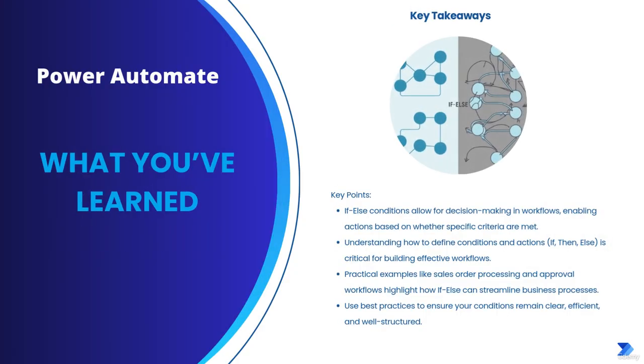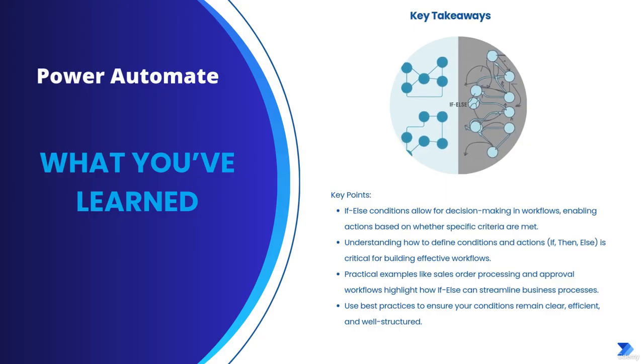Summary and key takeaways. In this chapter, we have examined the if-else condition action, emphasizing its critical role in decision-making within workflows. You have learned how to structure if-else conditions effectively and implement them in practical scenarios, enhancing the responsiveness of your automations. By applying the principles and examples covered, you will be better prepared to create dynamic workflows that adapt to various situations, thus increasing the efficiency and effectiveness of your automated processes.